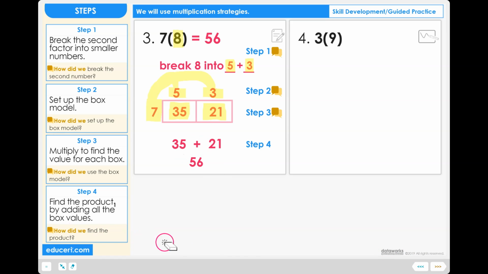How did we find the product? I'll give you a moment to think of your explanation. After step 3, we took the two values, 35 and 21, and we had to add them together to get that the final product for 7 times 8 was 35 plus 21, which equals 56. You are now ready to complete problem number 4 using the distribute strategy for multiplication.